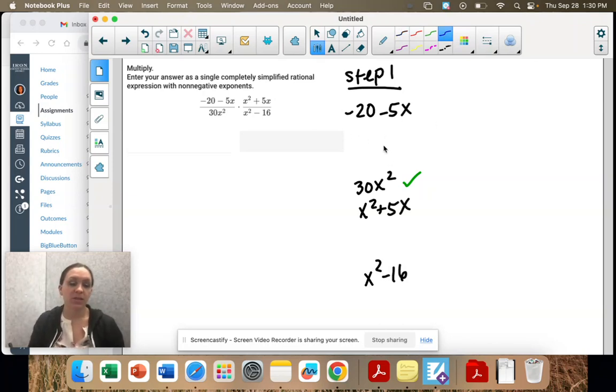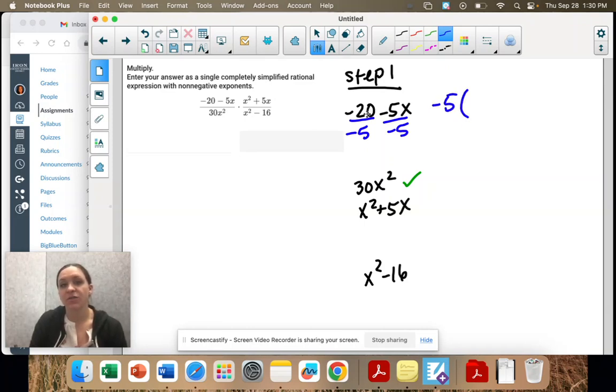So first one, there's a greatest common factor. Negative 20 and negative 5. What should we take out? Whenever there's a leading negative, you want to take it out. So we're going to take out the negative 5. And it's going to be negative 5 out here.